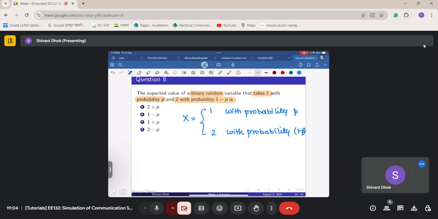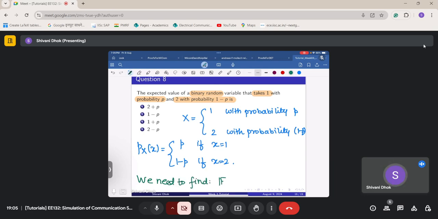1 minus p. So what it means is the PMF px of x takes two values: p if x equal to 1, and 1 minus p if x equal to 2. And what we need to find is the expectation of x.